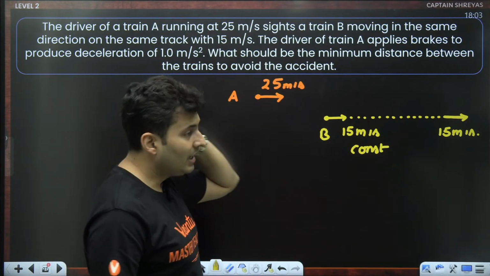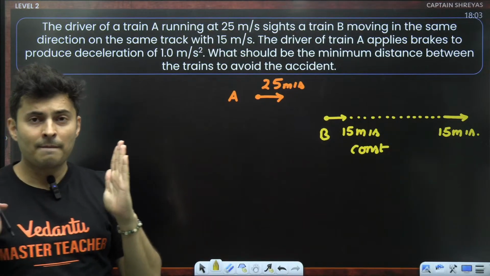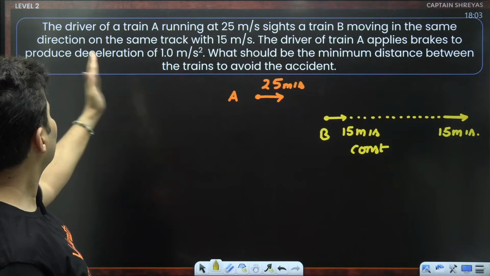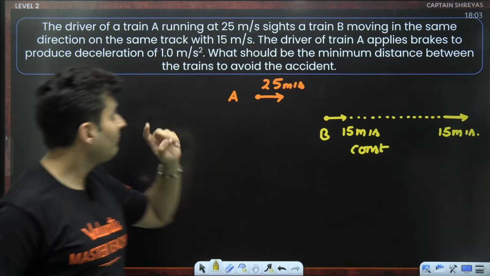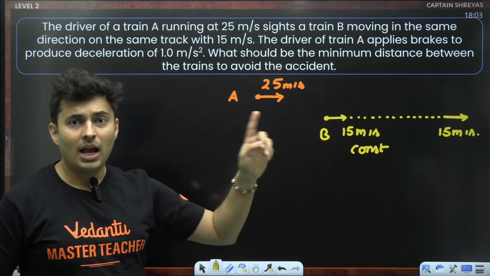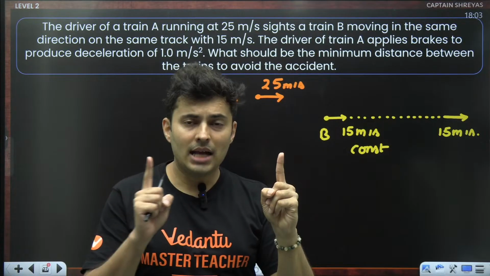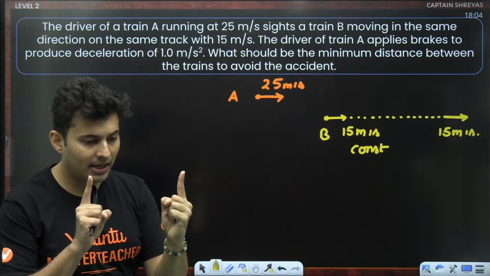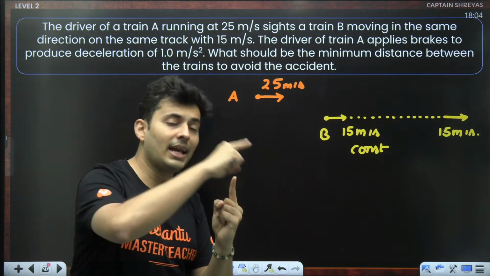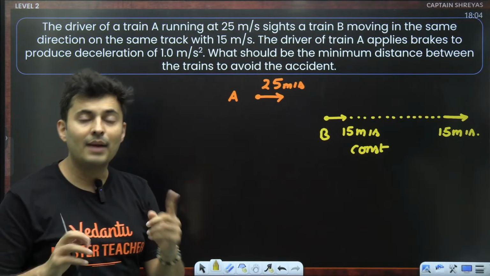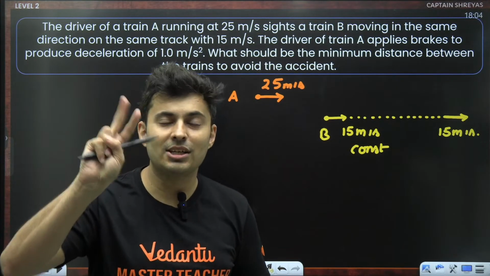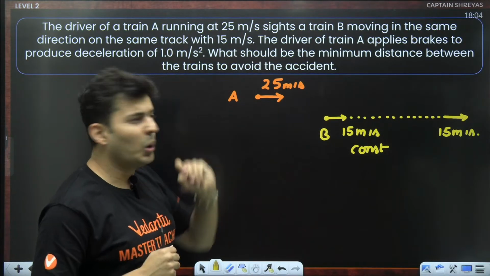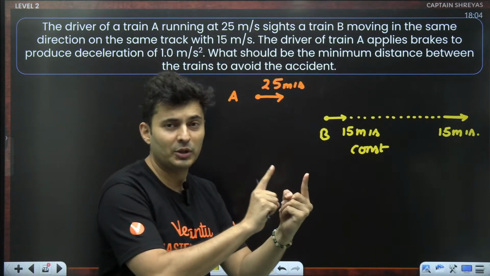Now think about it. If you want to prevent the accident, the question is what is the minimum distance between the trains to avoid it? Retardation is also given. I would say as long as A is behind B, and A's velocity does not exceed B's velocity, I will be safe. If both these conditions are met. A is behind B, yes. A is faster than B, oh, it's a problem. A will slowly come closer to B.